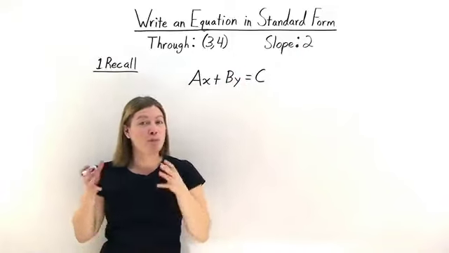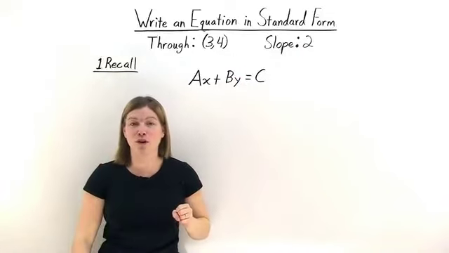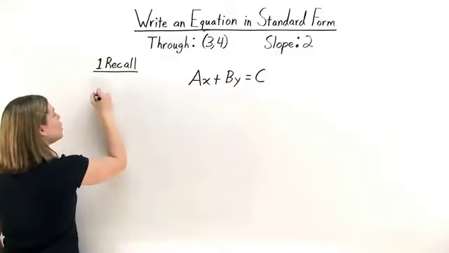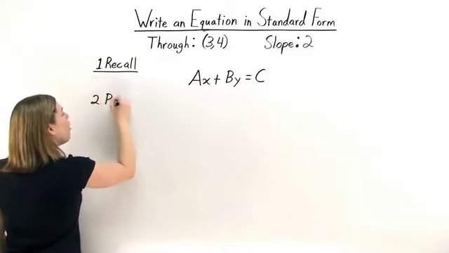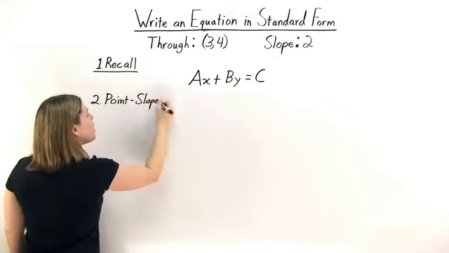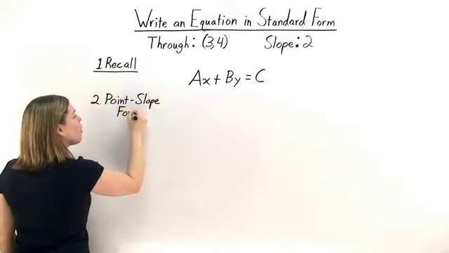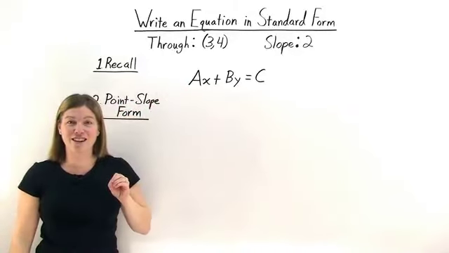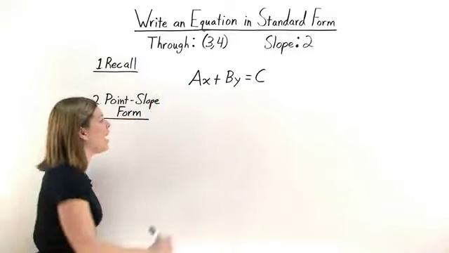Well, if we have a point and the slope of our line, it may be helpful to first take our information and use the point slope form for an equation. First, take our information and write it in point slope form. Then we can change it into standard form to get our answer. So let's go ahead and see if we can do that.